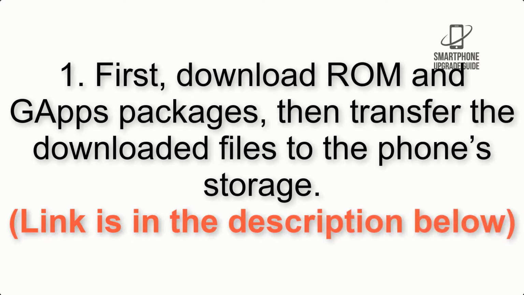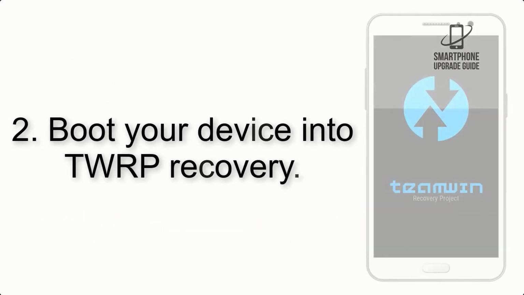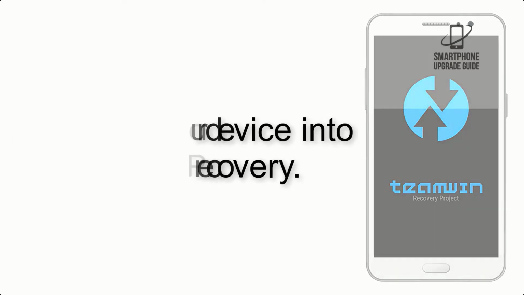Step 1. First download the ROM and GApps packages, then transfer the downloaded files to the phone storage. The link is in the description below. Step 2. Boot your device into TWRP recovery.